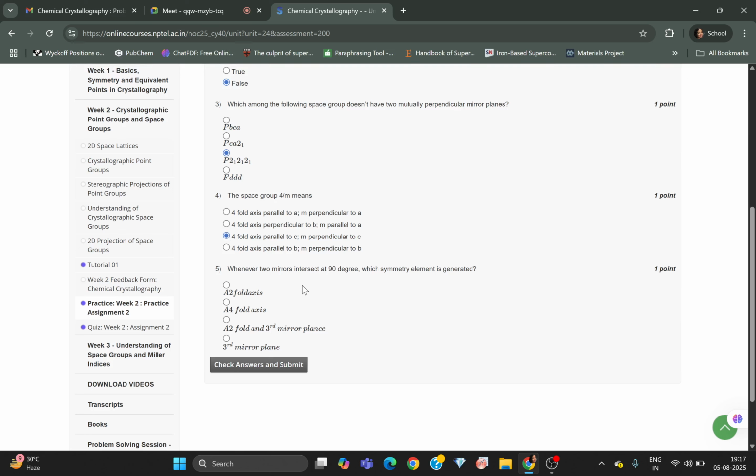Now the fifth one: whenever two mirrors intersect at 90 degrees, which symmetry element is generated? When two perpendicular mirrors intersect each other, a twofold rotation axis is generated along the line of intersection. This is a fundamental rule in crystallographic symmetry operations. The intersection does not generate a fourfold axis or a third mirror automatically. So the correct element generated will be a twofold axis, the first one.